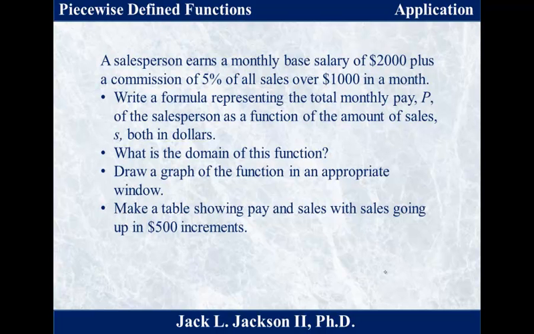So this is a salesperson who earns a monthly base salary of $2,000 plus a commission of 5% of all sales over $1,000. They don't get any commission on the first $1,000, but any sales that they make over $1,000, they get 5% of the additional amount, not on the original $1,000. So if they sell $1,200, they get their $2,000 plus they get 5% of the $200 that's over $1,000. Okay, so with that set up, go ahead and see if you can work this out. Press pause now.